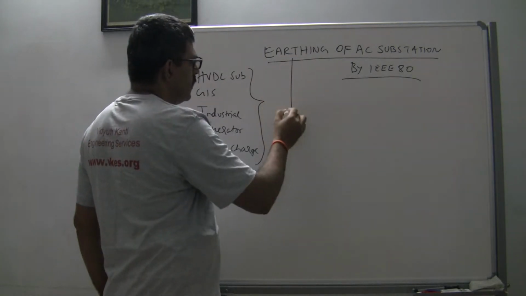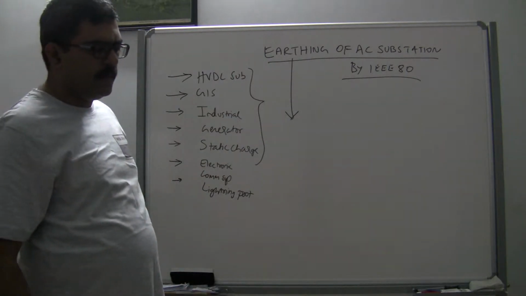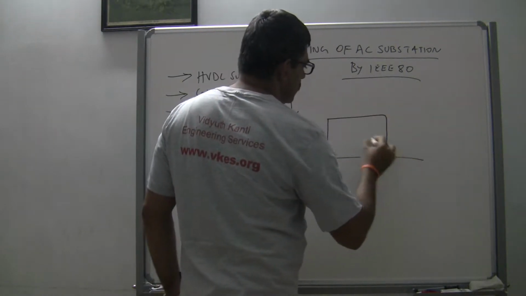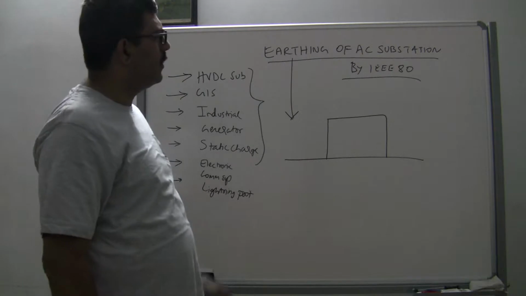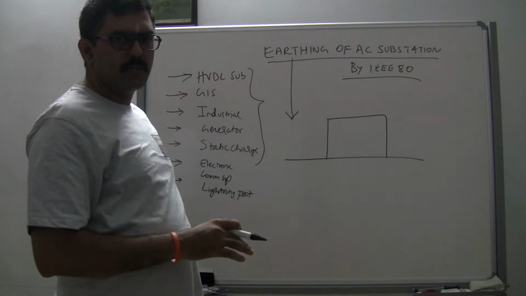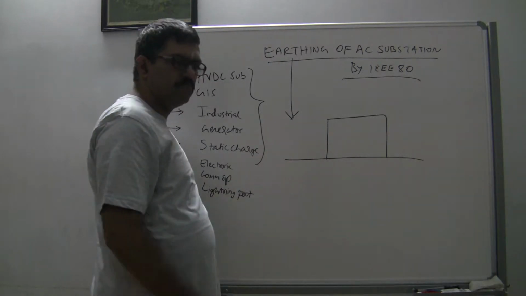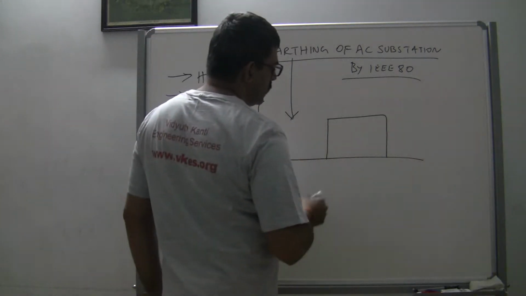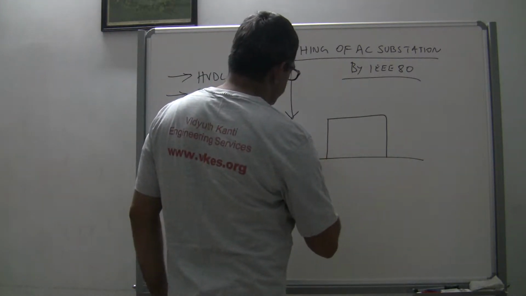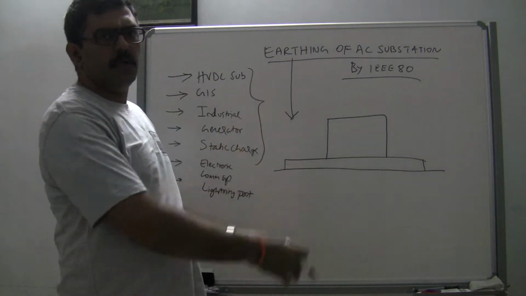What do we mean by earthing? The word is very clear, earthing. So any object inside an AC substation, I will not use the word AC substation again and again. I will only be using the word substation, and when I say substation, it is AC substation. Inside a substation, there may be some electric equipment. Now that equipment will be standing on some foundation. So it is already connected to the earth.